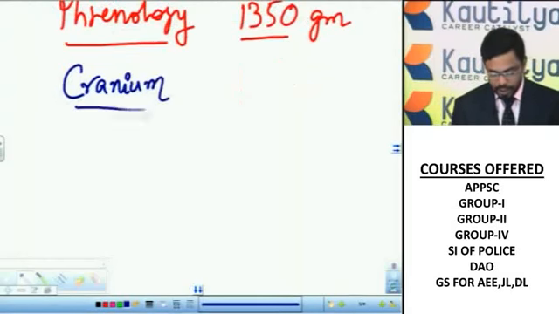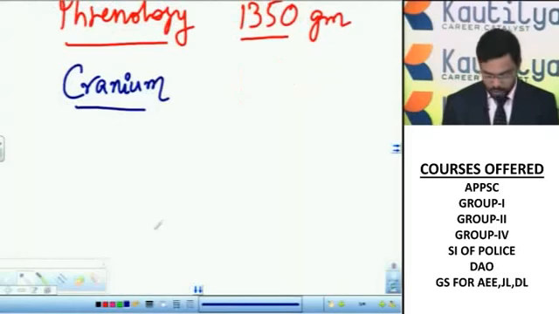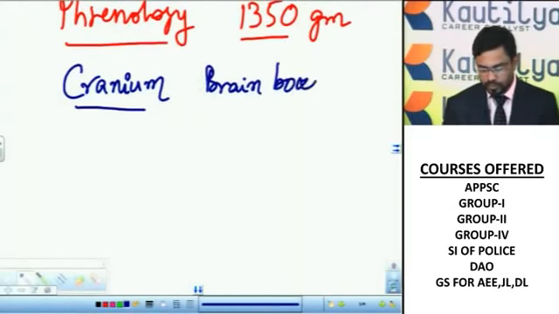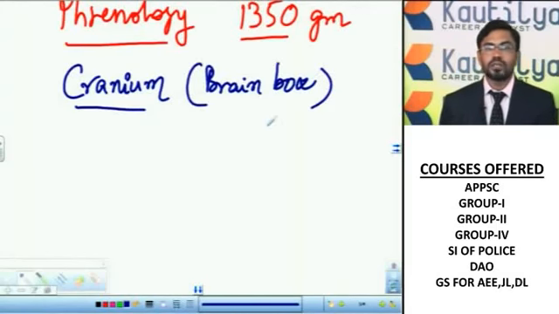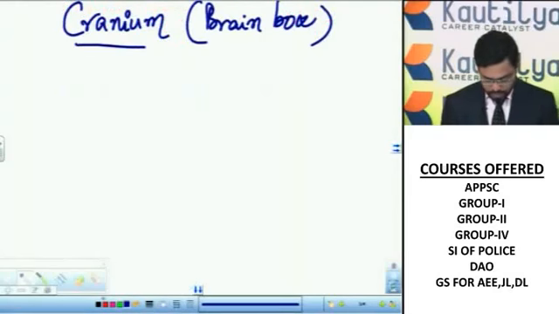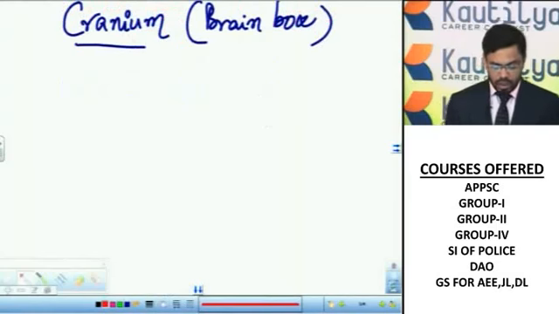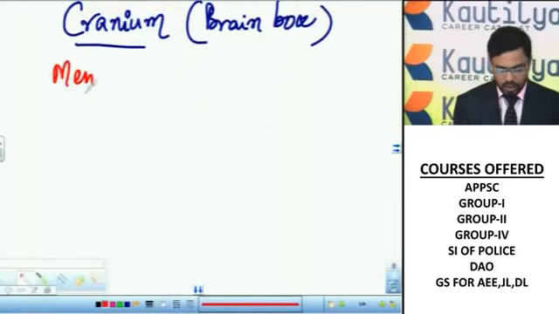The brain is protected in a cranium. This cranium is also called the brain box. So the brain is a well developed organ of the body. It is protected in a group of bones called cranium, and this cranium is also called the brain box. The brain is protected by some protective layers. These protective layers are called meninges.